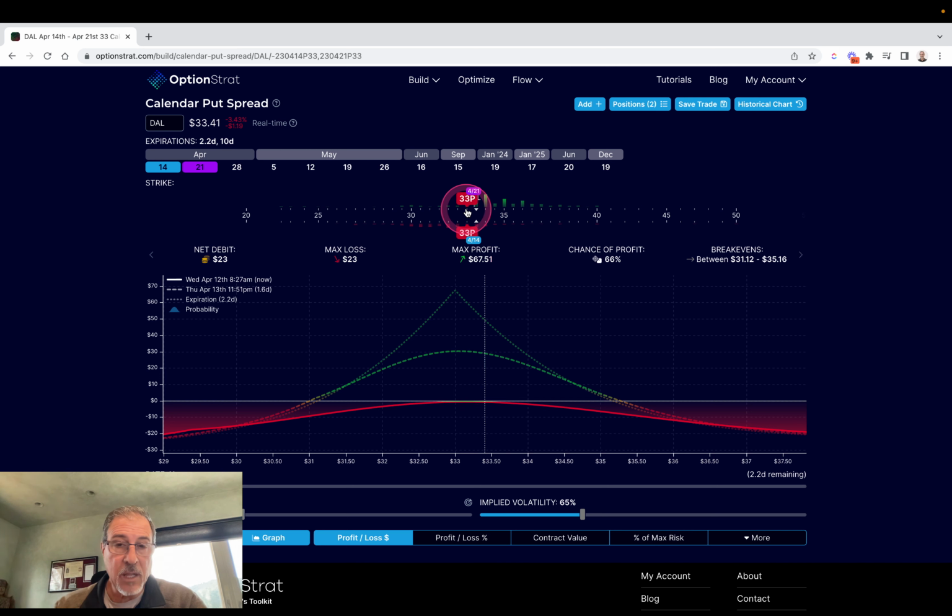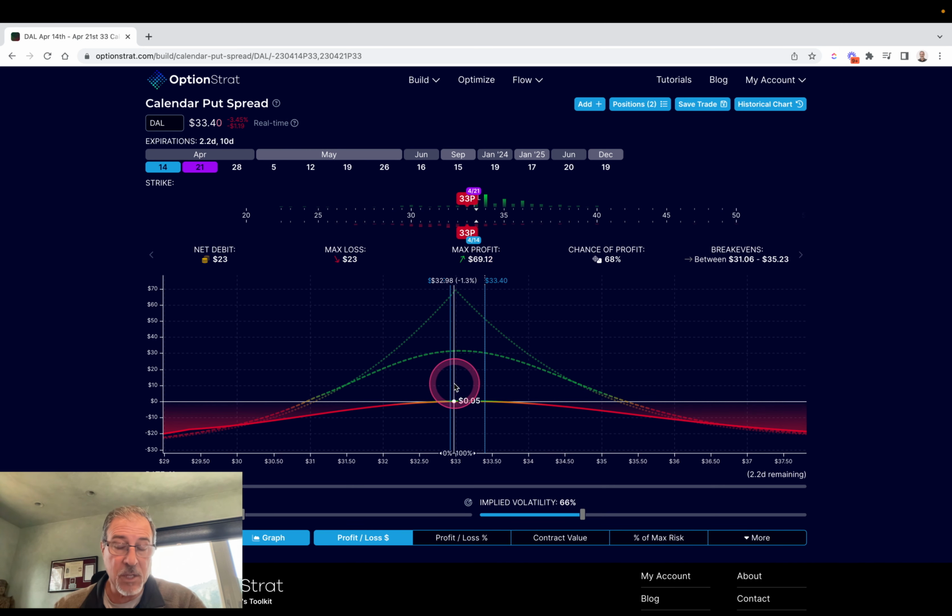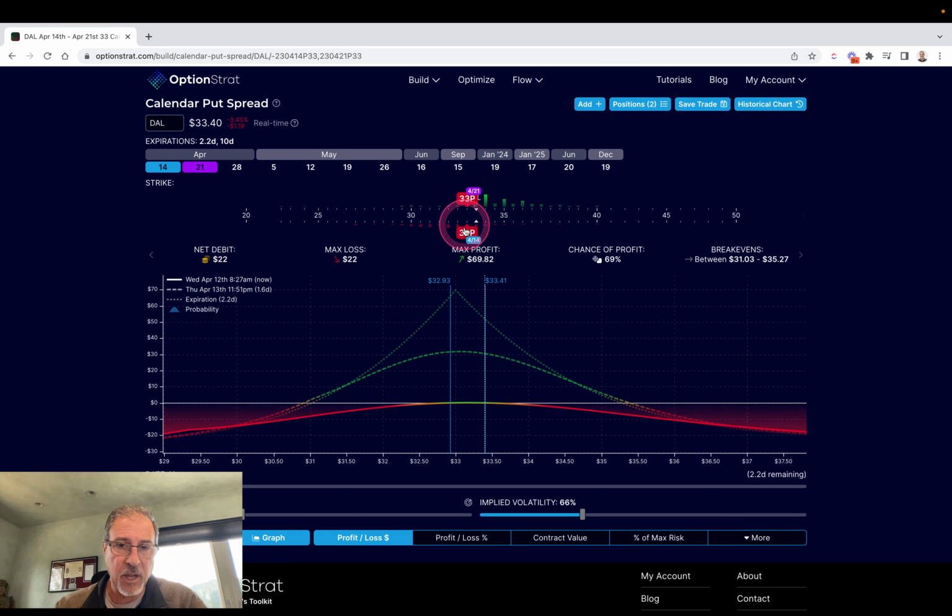By including this long put, that's giving us protection. If the market does tank, we're going to lose money in this short one, but we're going to gain that money in this long one at the same time. So these two offset each other. What makes this a calendar trade or a time spread is, again, we're selling this one this Friday, the 14th. We're buying this one on the 21st, next Friday.